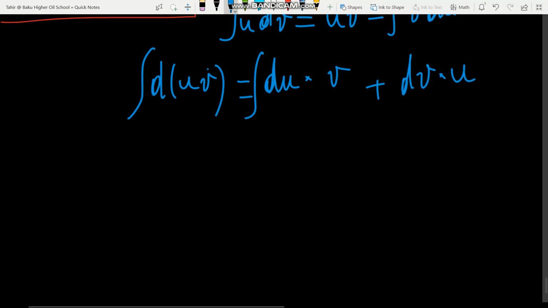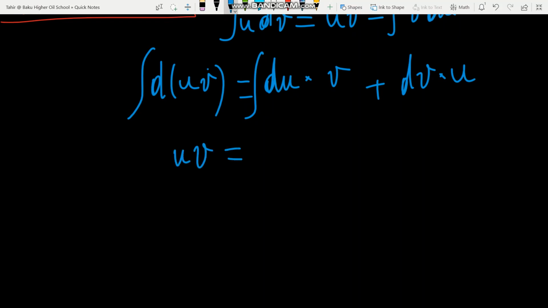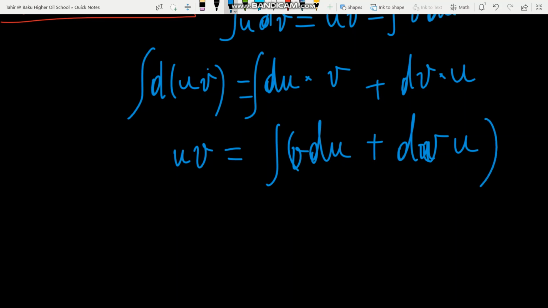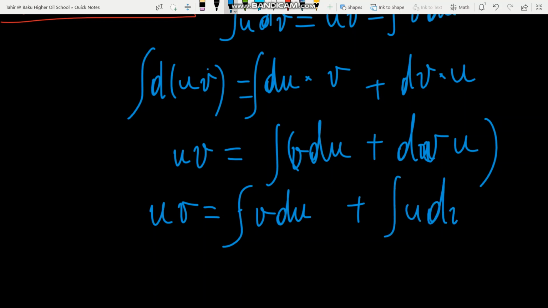When we integrate d(uv), we will get uv, and it will be equal to integration v du plus integration u dv. And we can just divide this whole integration into two parts. uv will be equal to integration v du plus integration u dv.